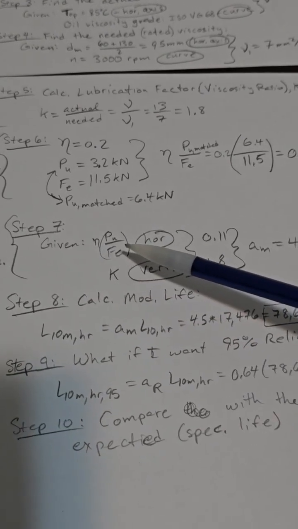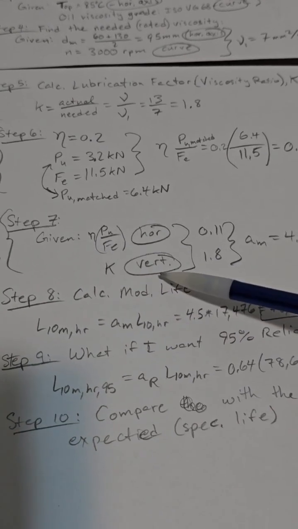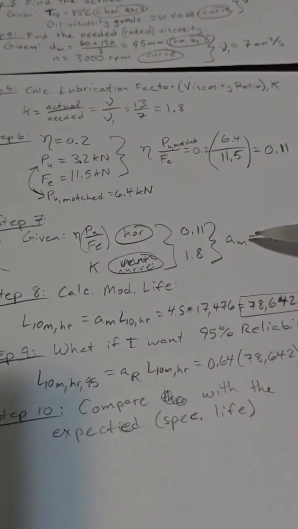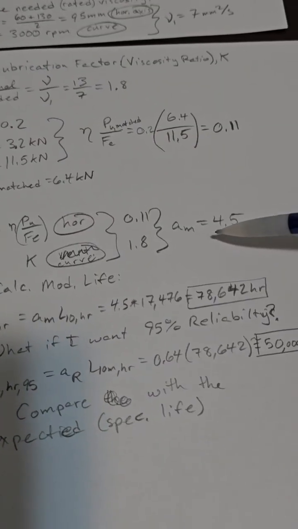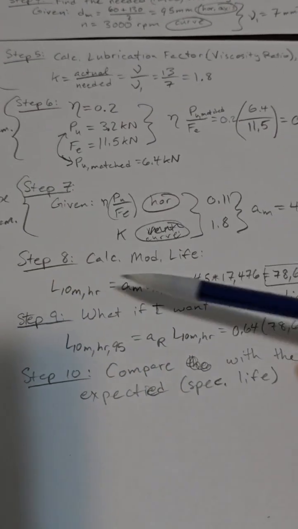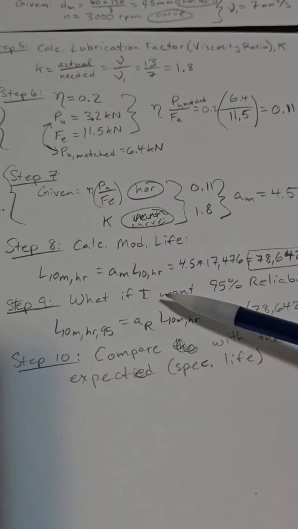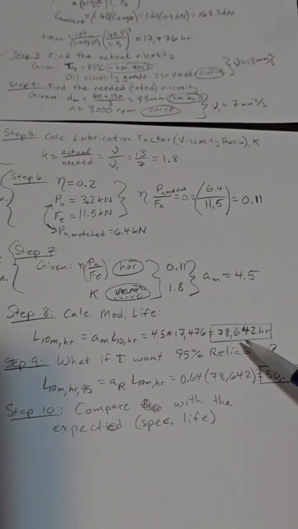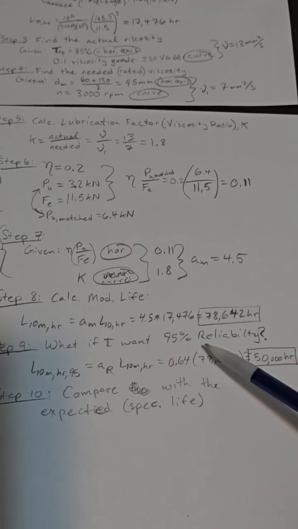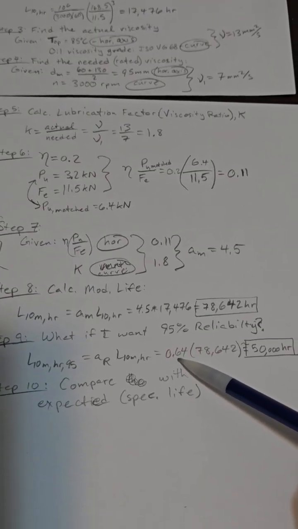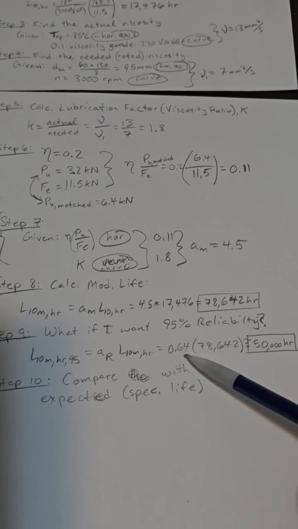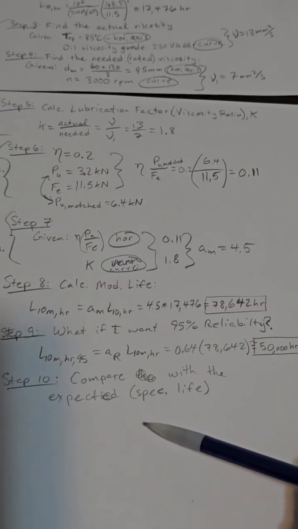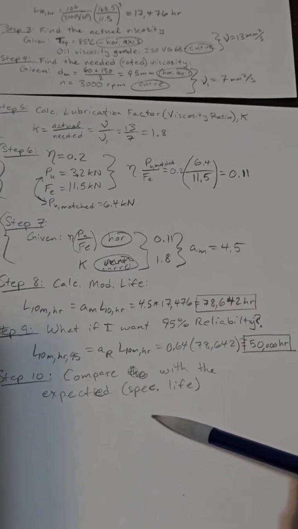The horizontal axis was that eta PU over FE, and the curve was the lubrication factor. From that, I got my application modification factor, A sub m of 4.5. So I used that 4.5 to calculate the modified life, 4.5 times 17,476. That gave me 78,642. Then I plugged in 95% reliability, which simply made me multiply the previously calculated value by 0.64, which gave me 50,000 hours. And then step 10, compared that with the expected specification life for this pump of 40,000 to 50,000 hours.